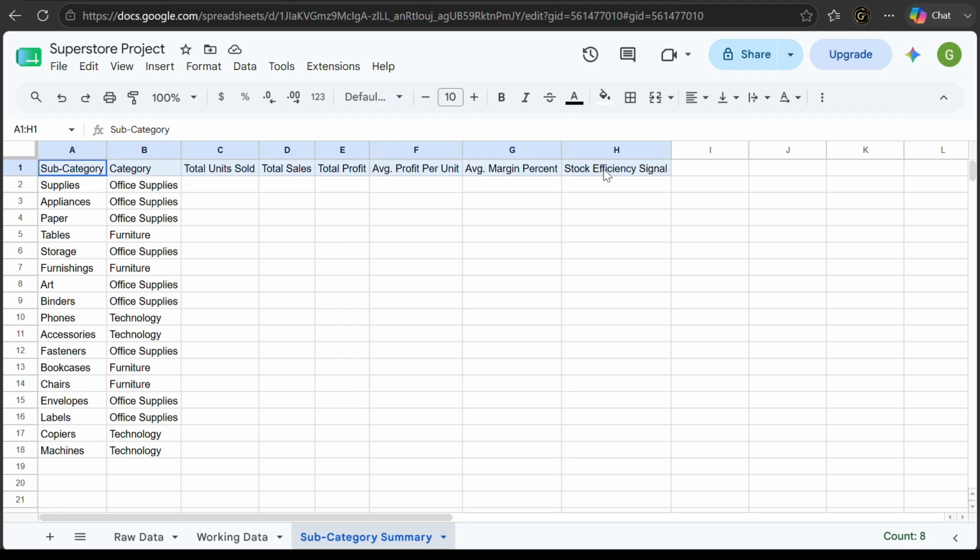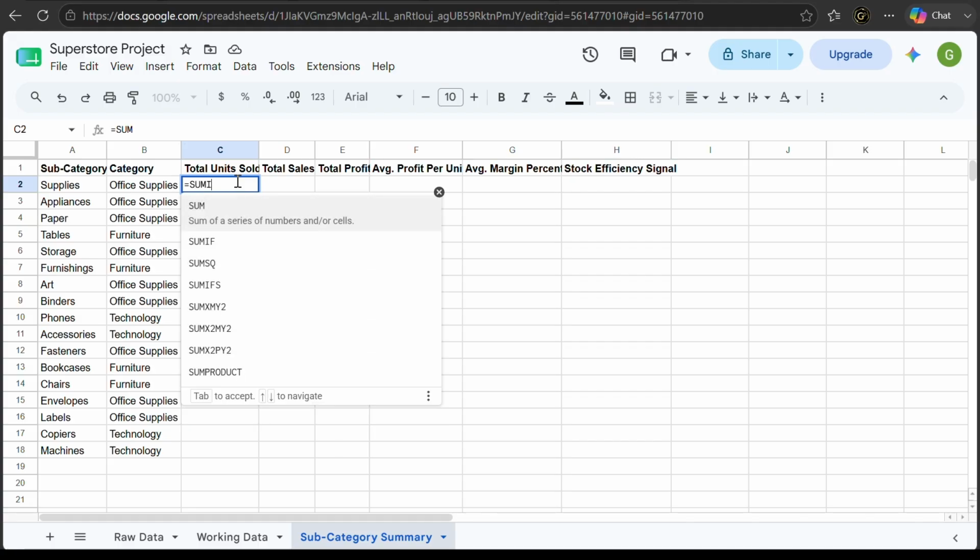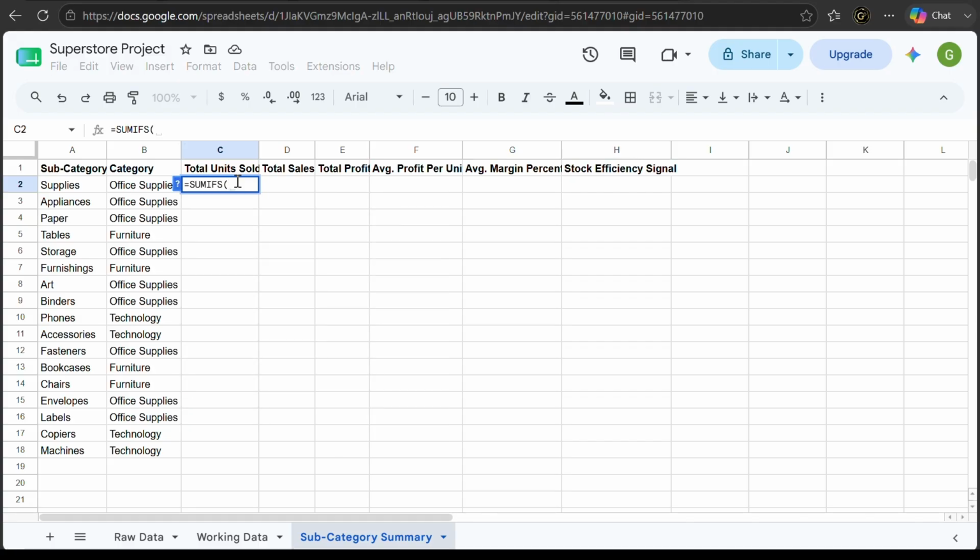Before we proceed, I would like to separate my column from the rest of my data, so I'm going to make everything bold there. Next thing I would like to do is calculate the total units sold. To calculate total units, I'm going to use my SUMIFS. This should be equals to SUMIFS.